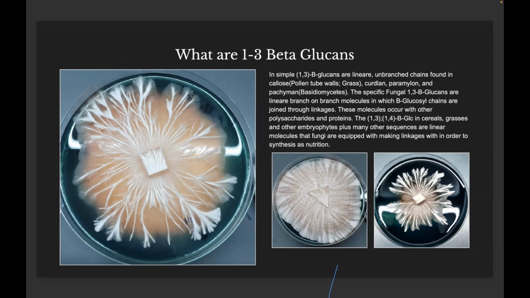Pachyman is from Basidiomycetes, and I believe paramylon, if I'm correct, is technically... crustaceans fall in that. So they're also made of chitin and 1,3 beta glucans, or at least partially.